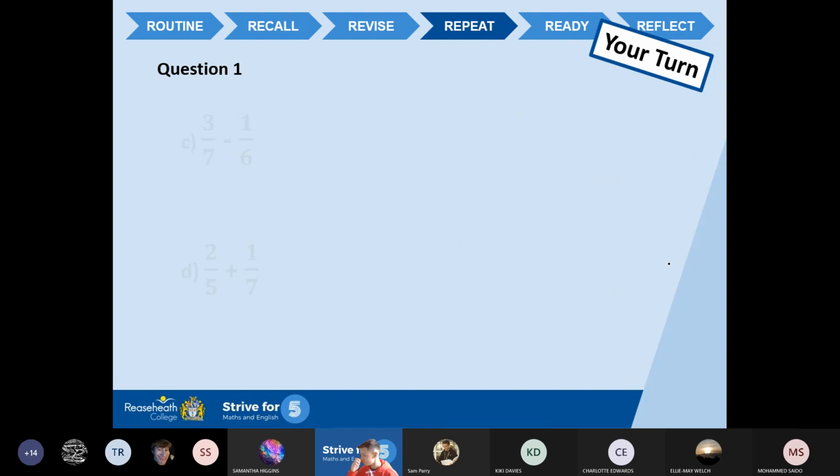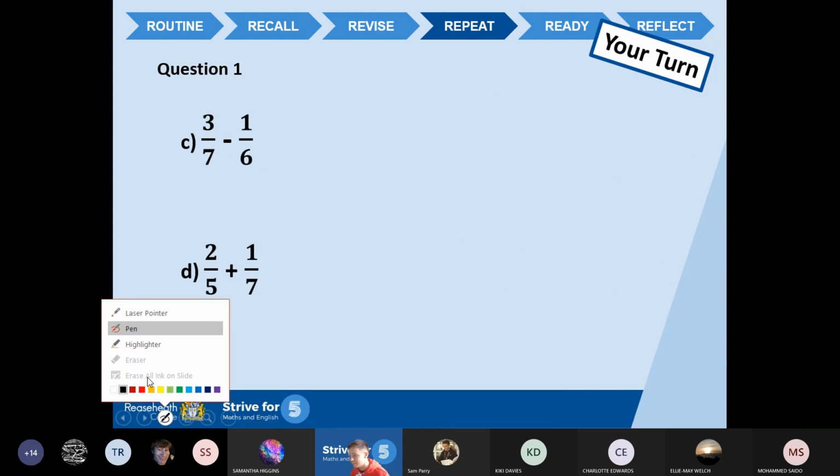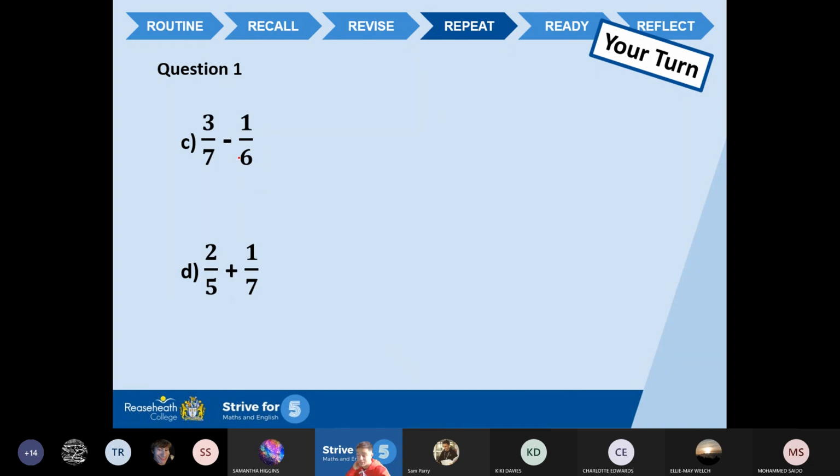Okay, C and D. Ooh, okay. Addition and a subtraction and an addition one. The bottom numbers are different, so I need to make them the same. 7 × 6 is 42. What did I do to the 7 to get it up to 42? Well, I times it by 6. So I do the same to the top.